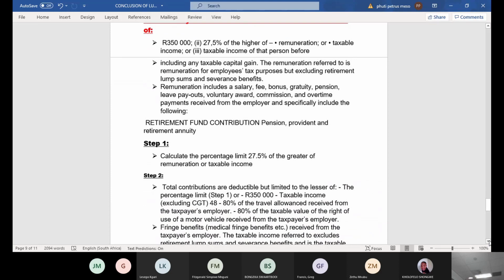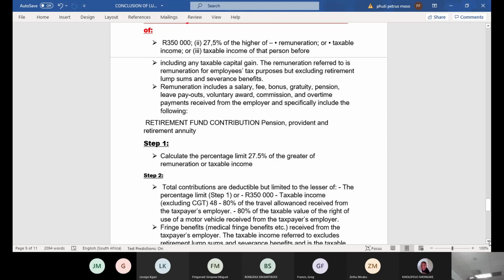But it says that we have to calculate the percentage limit of 27.5% of the greatest of the remunerations or taxable income. So either of the two is going to be given there, but basically you have to calculate your taxable income, and you are going to be given what's called the remunerations in there. So you're going to use the greater between your remuneration as well as your taxable income. So the question might come and say, this is your remuneration amount. However, you still have to calculate your taxable income as per the framework.